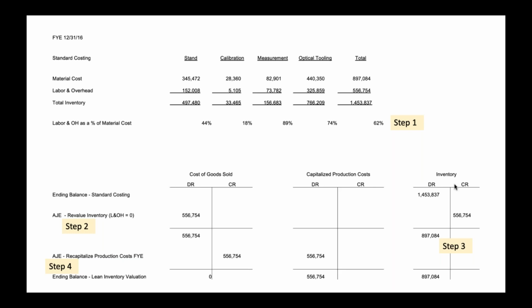Again, that's just a simple journal entry, and it's done in a different balance sheet account, which we happen to call capitalized production costs, because we're going to be doing this on a monthly basis. And what we wanted to do was separate the inventory account, which the system is using, from the capitalized production costs. We wanted to keep inventory at material only. So that's what you do at year end.